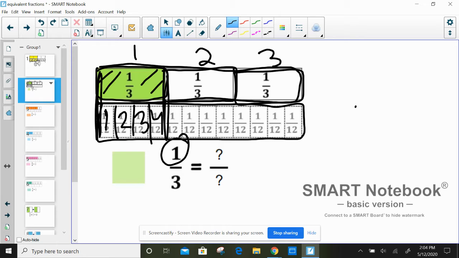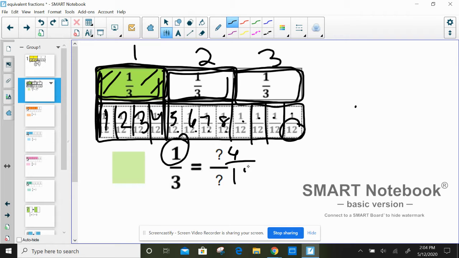Okay, let's see if it's the same all the way through. Let's see, 1, 2, 3, 4, 5, 6, 7, 8. Oh, there is 1, 2, 3, 4 there again. And look, 1, 2, 3, 4. So that means each of these 1/3 boxes here is the same as 1, 2, 3, 4 of the smaller boxes. And those 4 are 4 out of a group of 12. Okay?